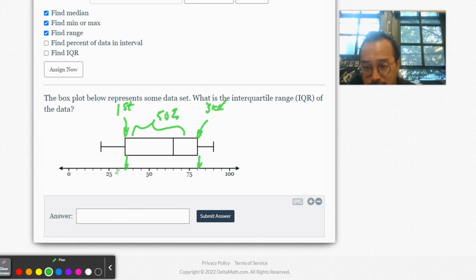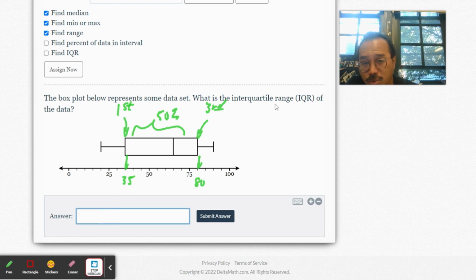So now I got to count these numbers again. 25, 30, 35, 40, 45, 50. So this is 25, 30, 35. This is 75, 80. 80 minus 35. Again, there's the word range, right? So let's see what I put in there. 80 minus 35, that's 45. Yep.